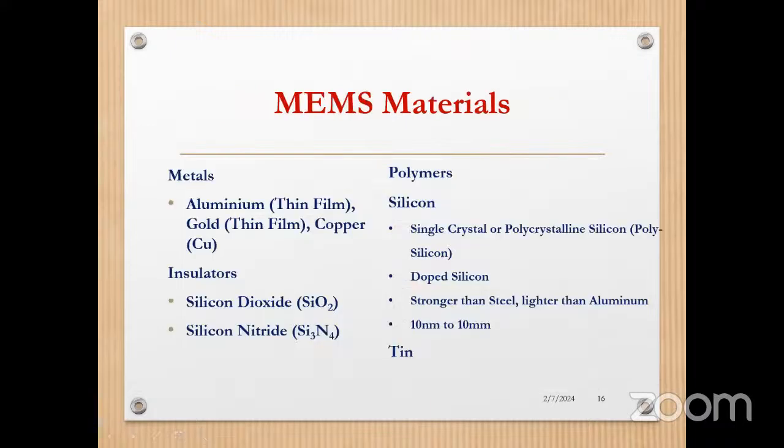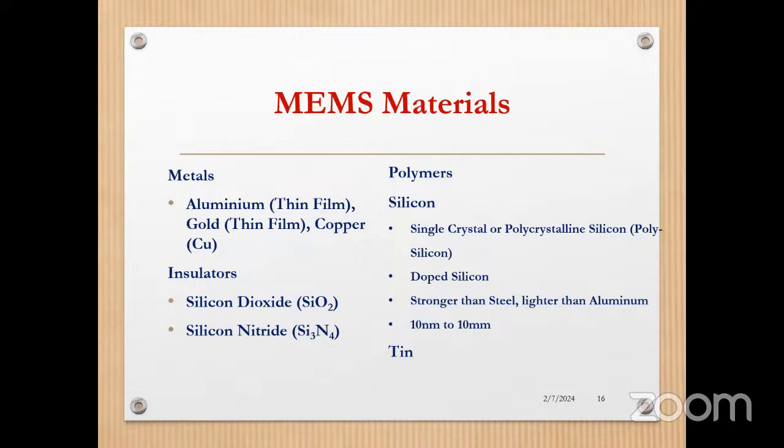The materials we use in MEMS technology are metals, normally aluminum, gold, copper, and silver. These are the most commonly used metals in MEMS technology. For an insulating medium, we use either silicon dioxide or silicon nitride, the most commonly used insulating materials. And to reduce the size, polymer materials are used. For applications needing reduced size as well as weight, polymer materials are used.